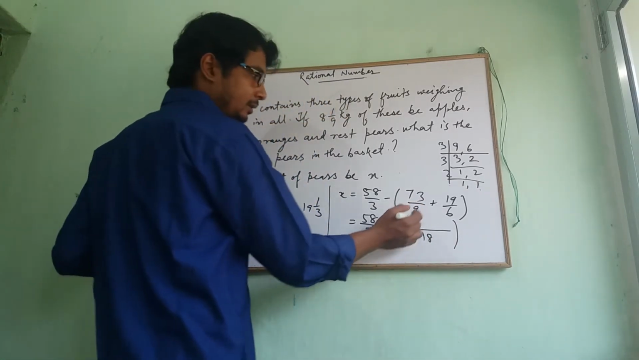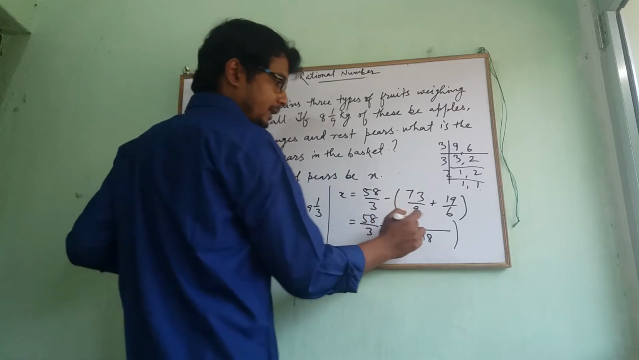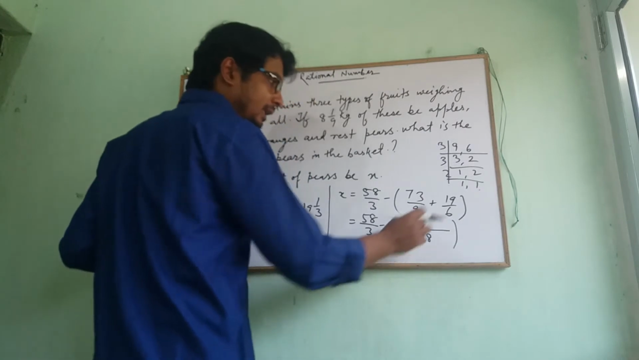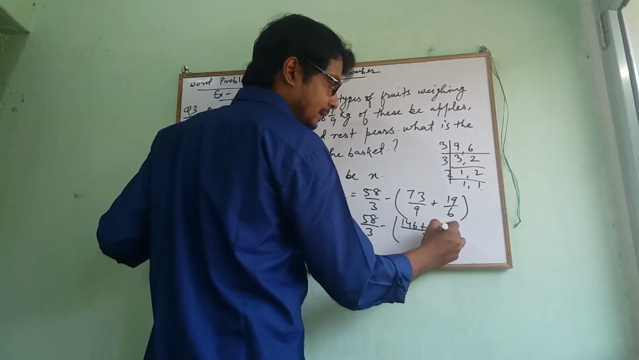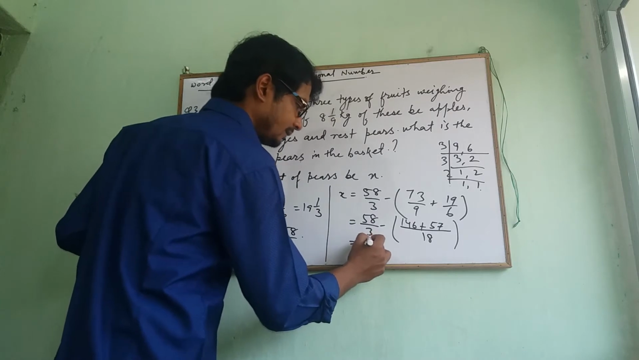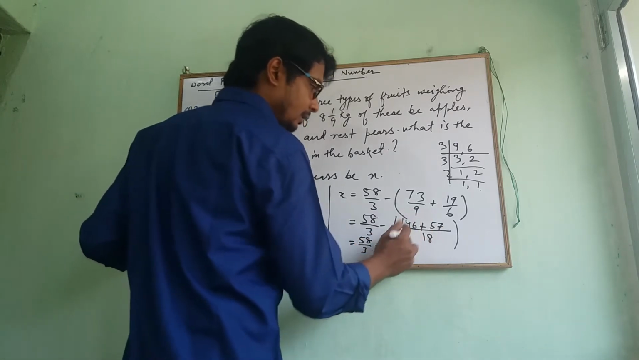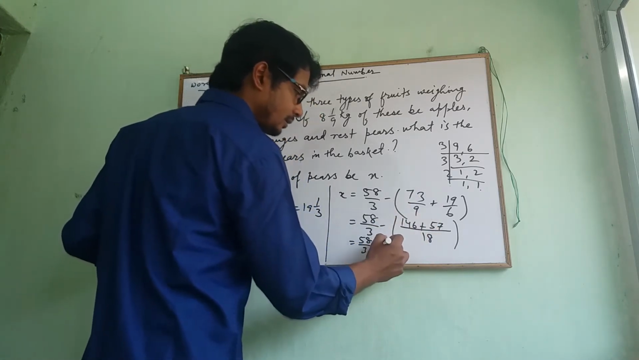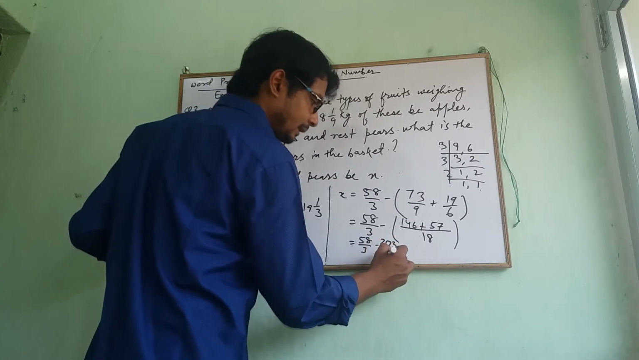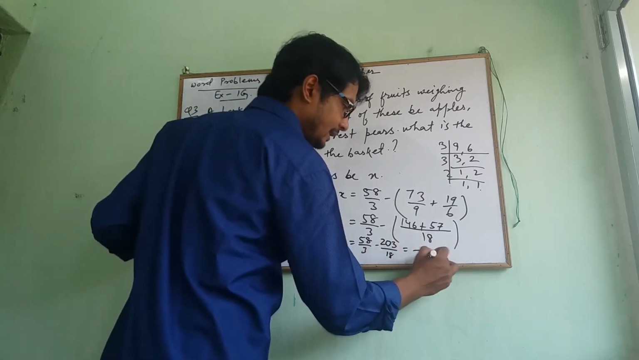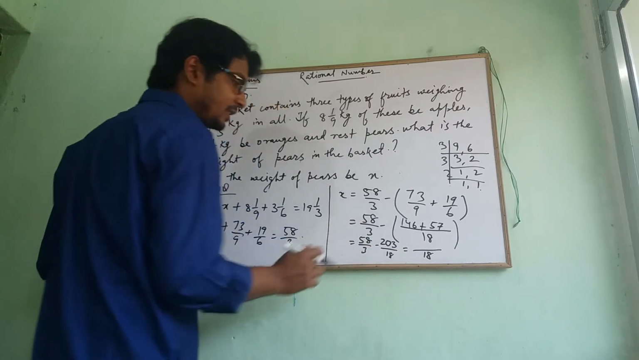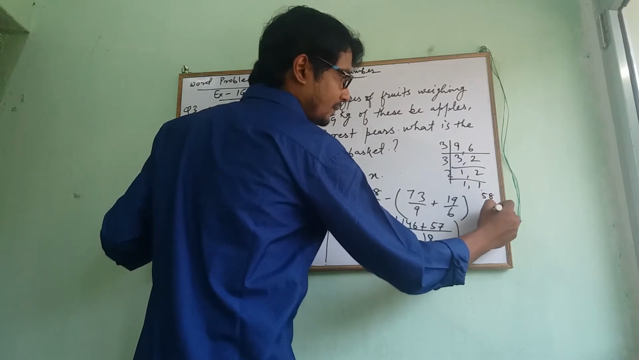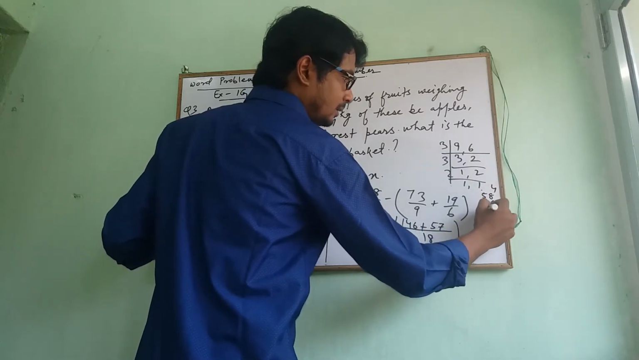So 9 2s are 18. So 2 will be multiplied with 73, so it becomes 146, plus 6 3s are 18, so 3 into 19 becomes 57. So the answer will be 58 by 3 minus, this will be 6 7 13, 3 carry 1, 5 4 9, 0 10 carry 1, 2 0 3 by 18. So again my LCM will be 18, and 3 6s are 18. So 6 will be multiplied with 58. So 58 into 6 becomes 348.